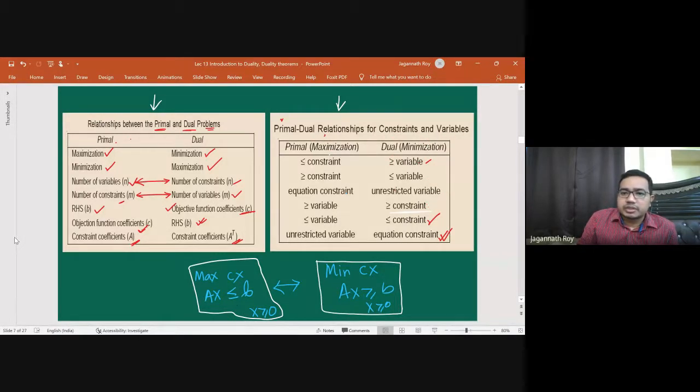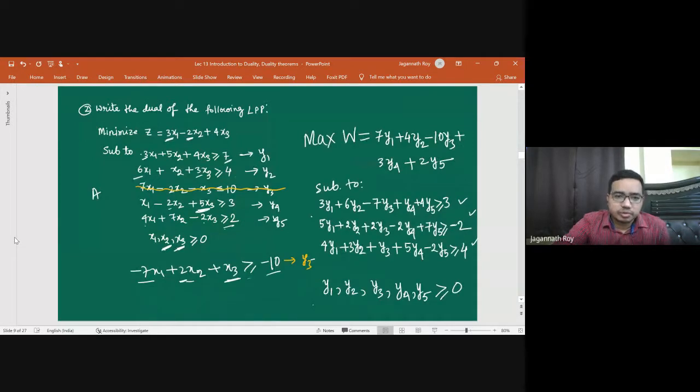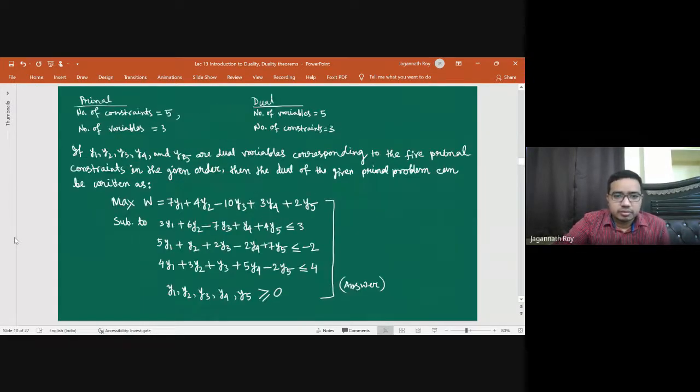For that, we have to see some more examples. Okay, so this second problem is over now.